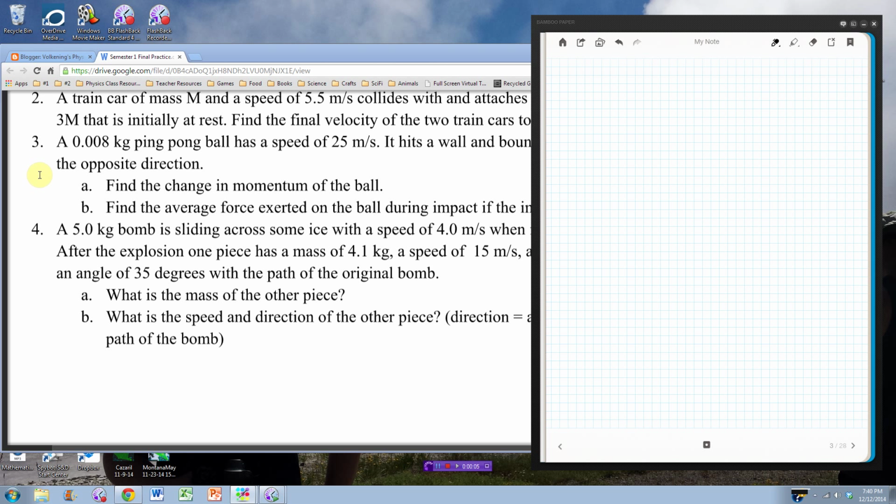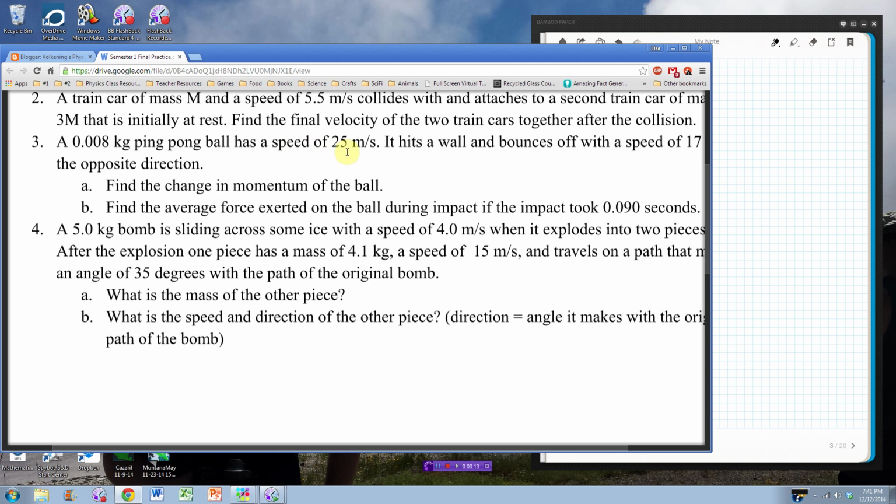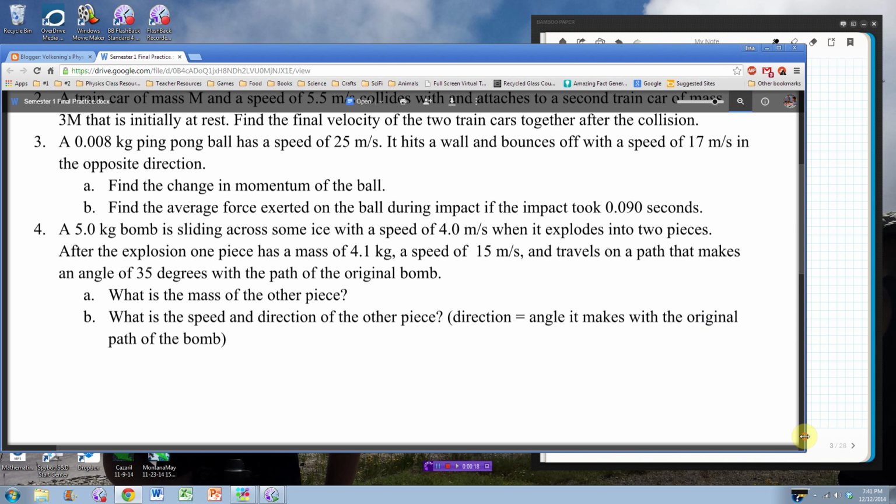This is semester 1 final practice number 3, also chapter 6 practice. So this is the ping pong ball problem. We've got a ping pong ball with a speed of 25 meters per second, then it hits the wall and bounces off with a speed of 17 meters per second in the opposite direction. I want to find the change in momentum of the ball and the average force exerted on the ball.